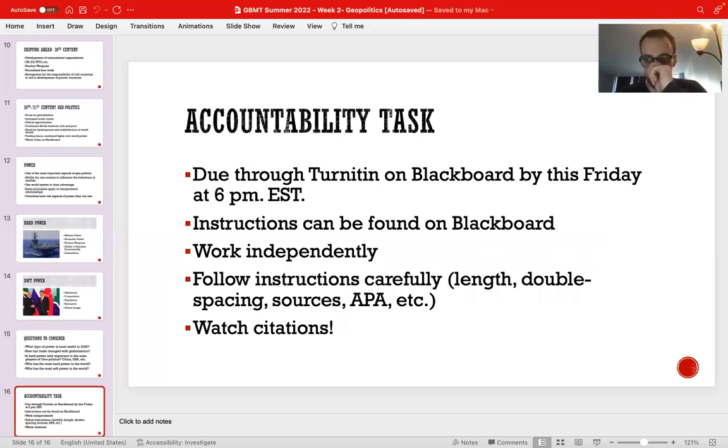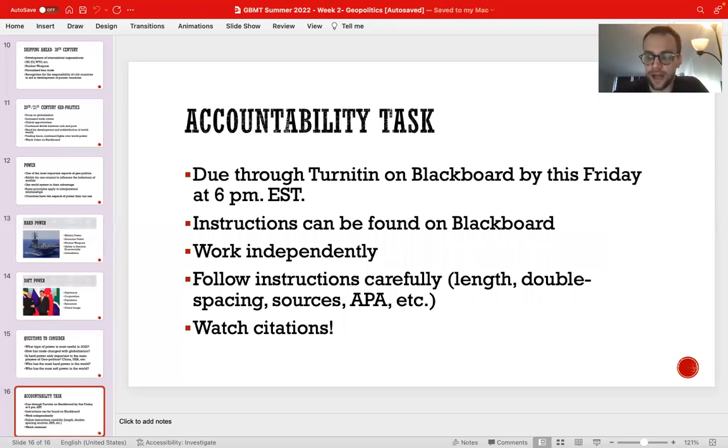So you have this accountability task, which is due at 6 p.m. Barrie time on Friday, and you must make sure that you attach the accountability form to the assignment. There's no working in groups. You must submit it through Turnitin, which is on Blackboard, which I've been told you're all familiar with by now.